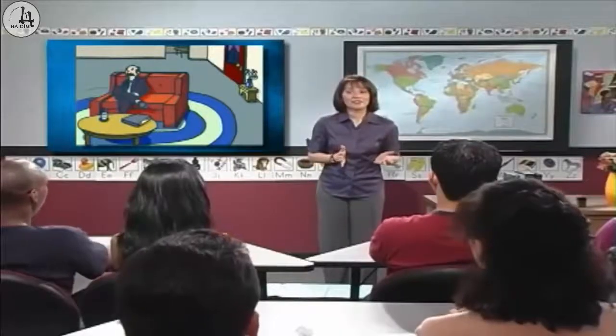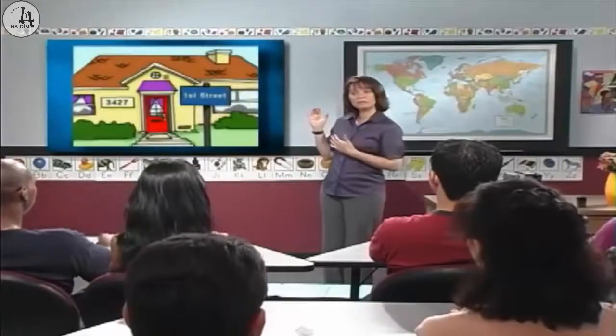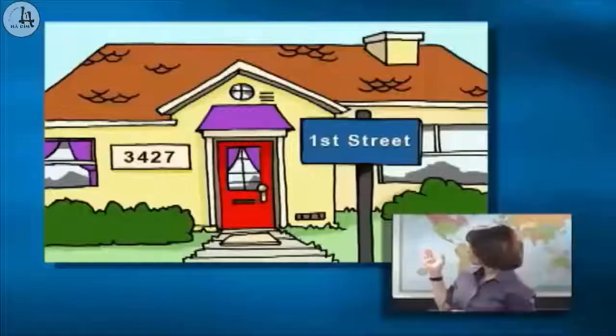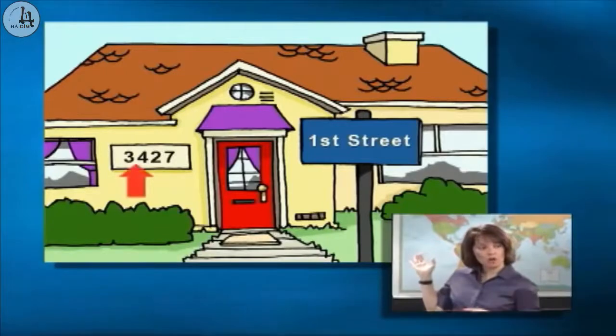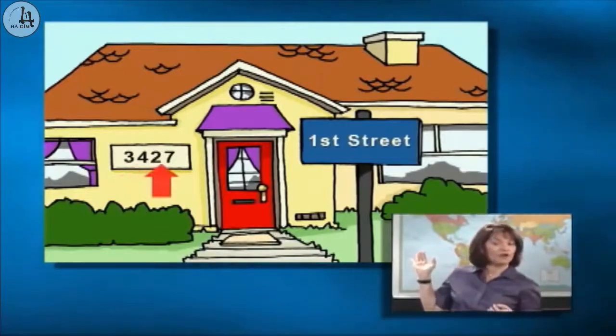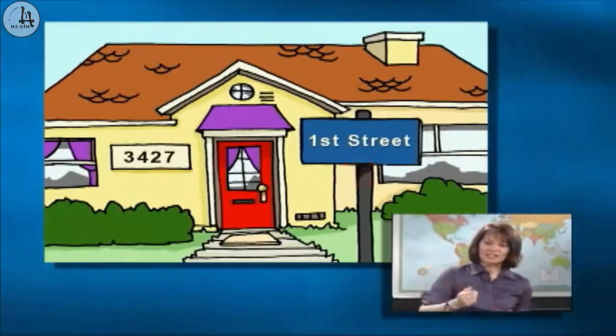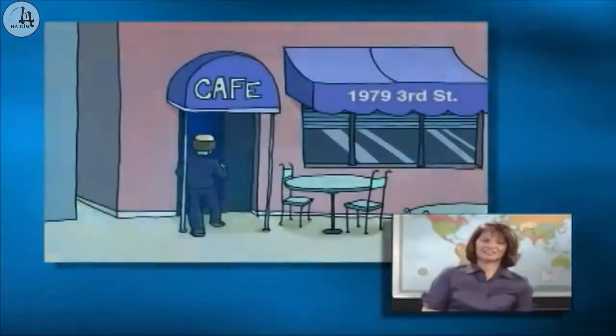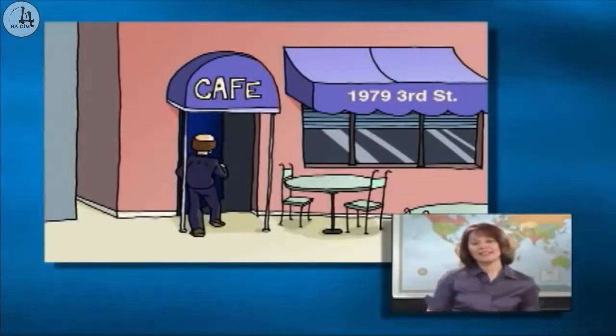Okay, class, do you remember Bob's address? It's 3427 First Street. Sometimes we say the address number in two parts. 3427. 3427 First Street. Django, what's Bob's address? 3427 First Street. Good. Celia, what's the address at the cafe?